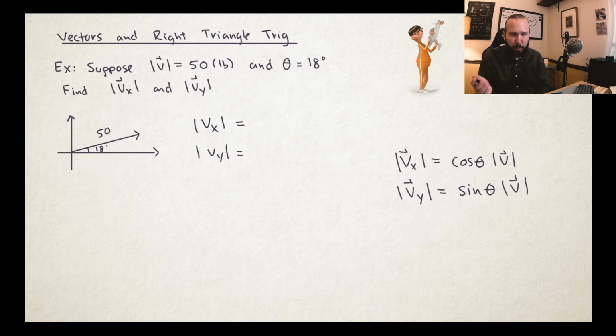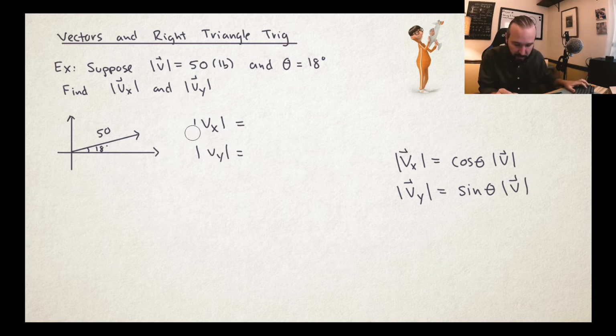Okay, so here's an example problem. I've given us some vector, and since it has units of pounds there, I know that this vector represents a force. And I also give us the angle of the vector in standard position, and we're asked to come up with the horizontal component, that's v sub x, and the vertical component, that's v sub y. So we just want their magnitude.